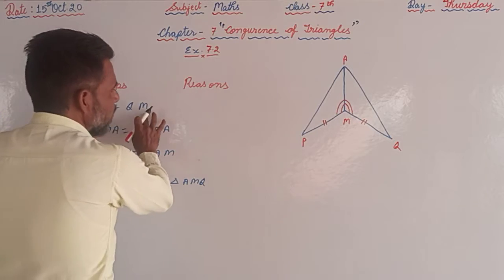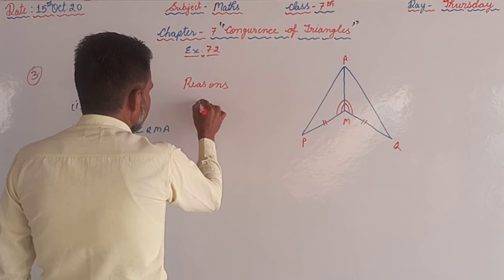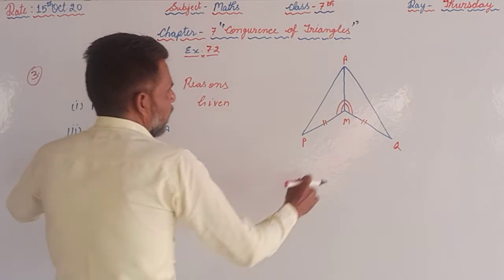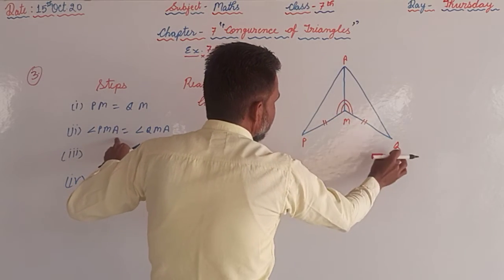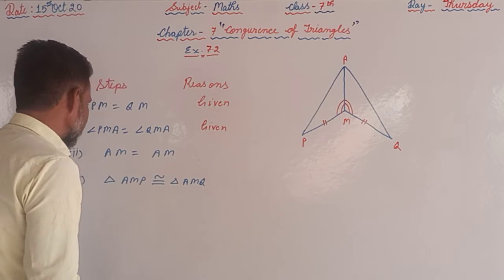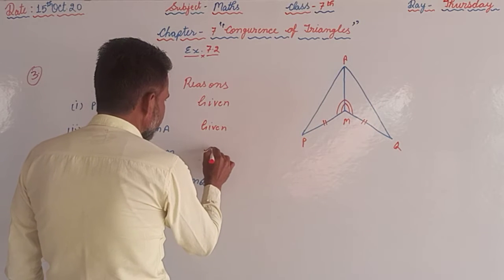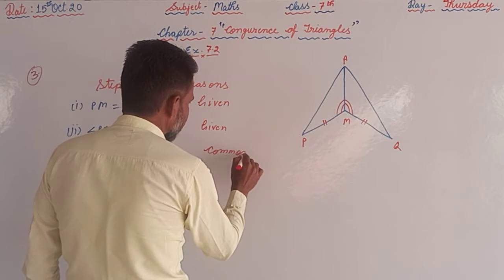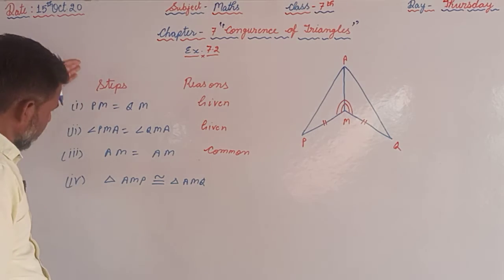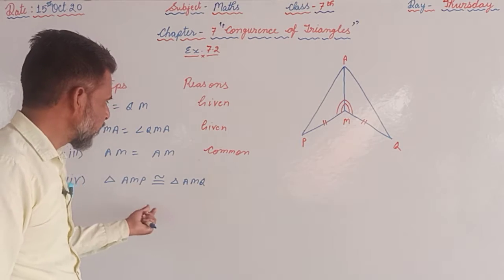So PM is equal to QM, that is given in the figure. So we can write given. Angle PMA is equal to QMA, that is also given in the question. Now AM is equal to AM, AM is common in both the triangles, so we will write common, and afterwards triangle AMP is congruent to triangle AMQ. By which criteria, we are supposed to mention that in front of that statement.